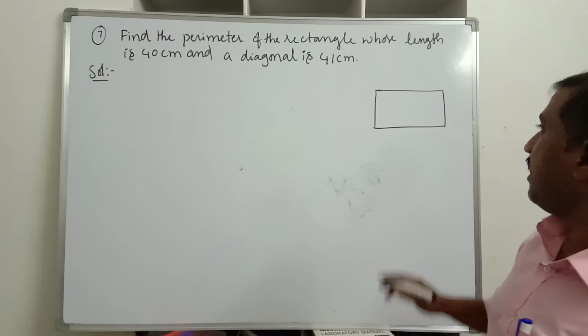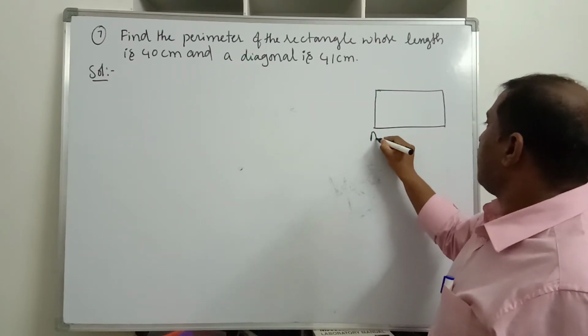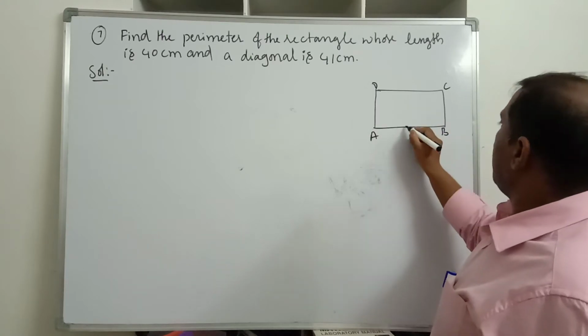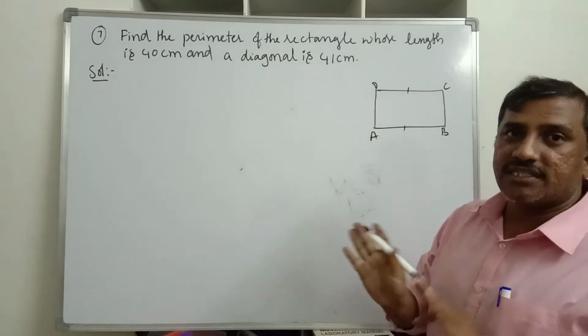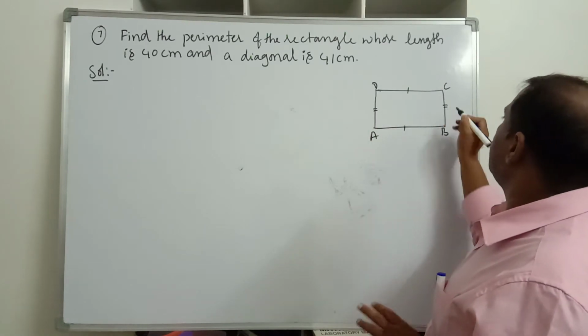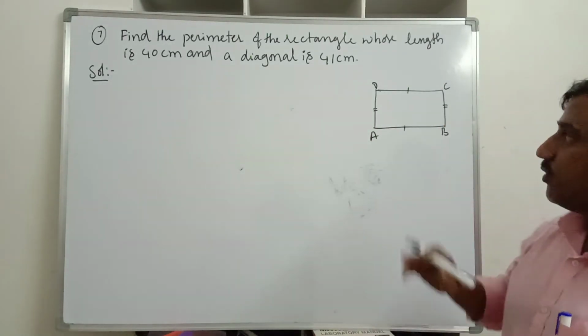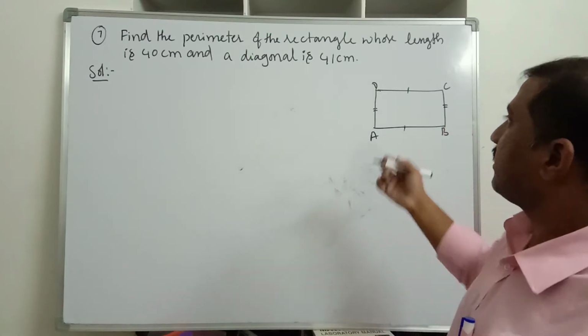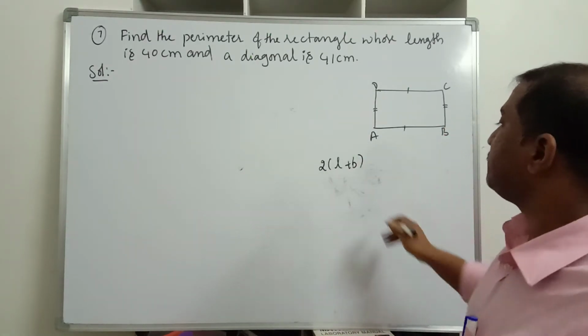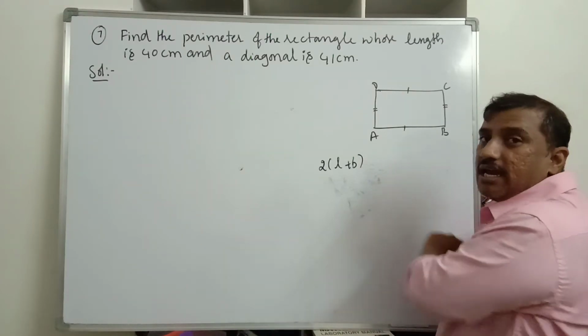But in a rectangle, opposite sides are equal. Let ABCD be a rectangle. AB is equal to CD, one pair of opposite sides are equal. Similarly, AD is equal to BC. Both are equal. So the formula to find the perimeter of a rectangle is equal to 2 into (L plus B), that is, 2 times the sum of length and breadth.